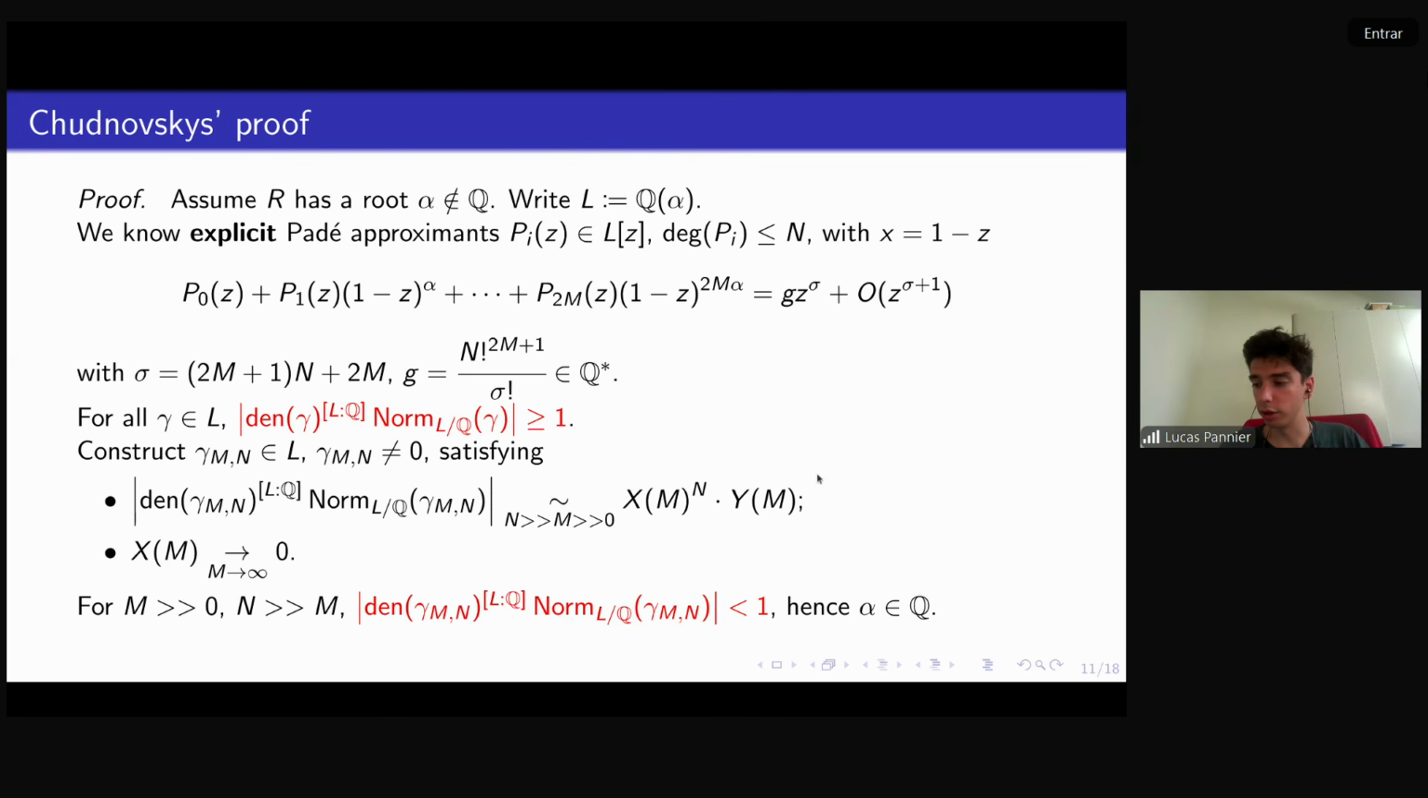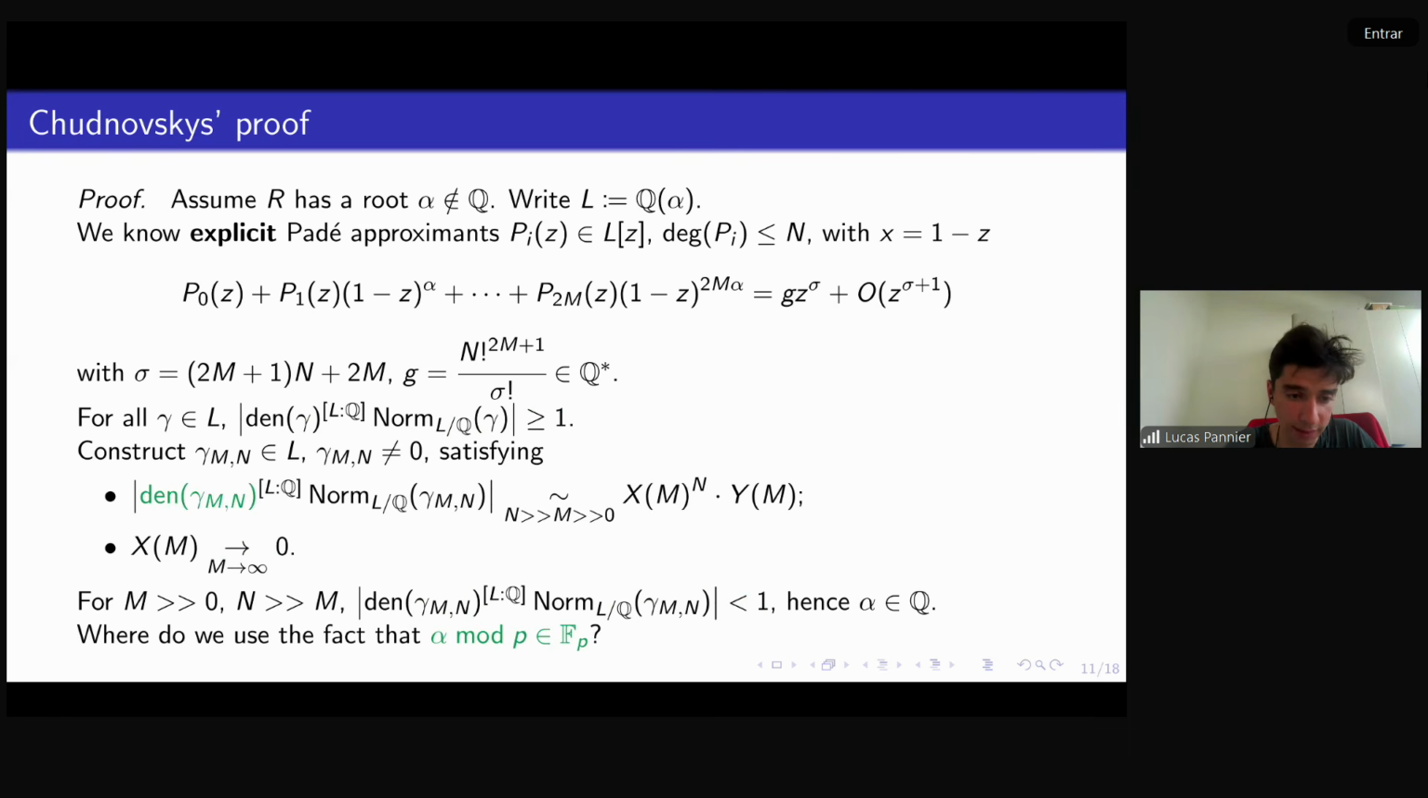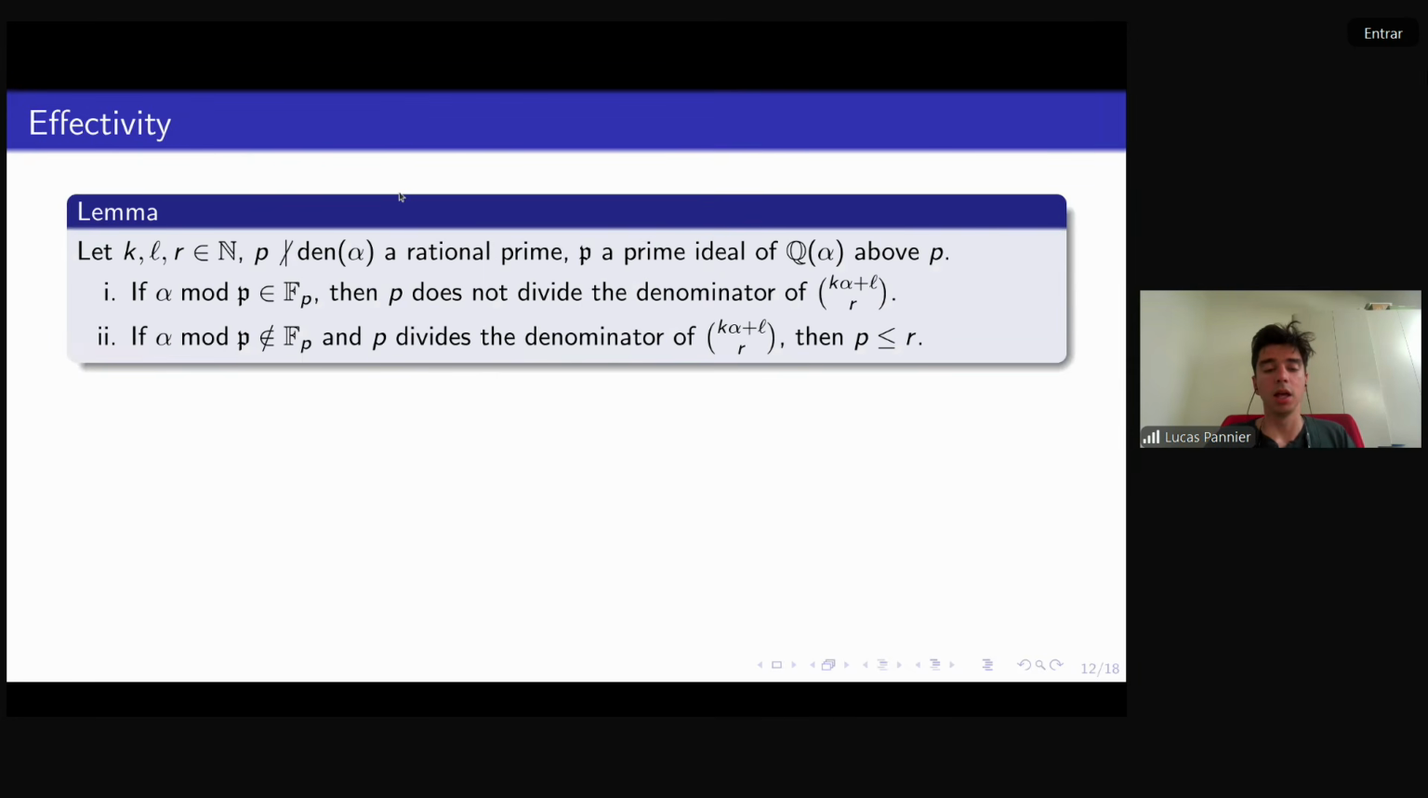So one might wonder where we have used that R mod P should split in F_p, that is, where have we used that alpha mod P should be in F_p? Well, the answer is in the denominator here. To obtain such an asymptotic equivalence, we really need to have an arithmetic estimate of these denominators. Let me state it a bit more clearly.